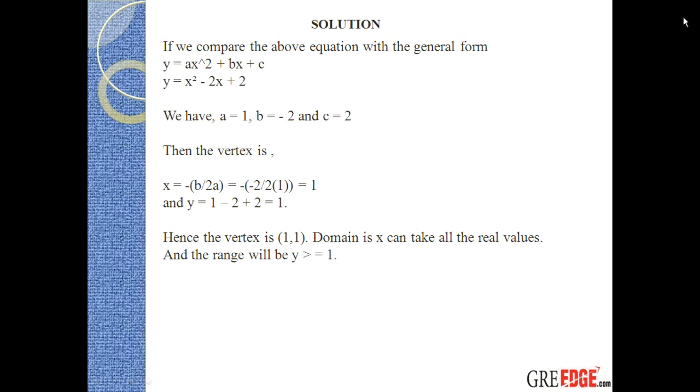We know that the domain of a function f of x is all the values that x can take. So here if you see, x can take all the real values, and range is the values that the output f of x, or here in this case y, can take. If you substitute the value of x is equal to 1, that is the minimum point x can have. So y is greater than or equal to 1. With that we can plot the parabola for this equation.